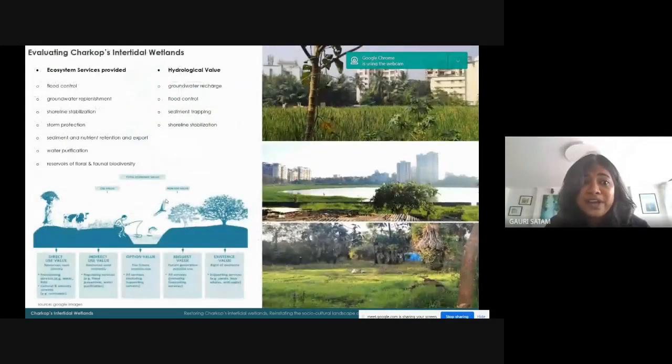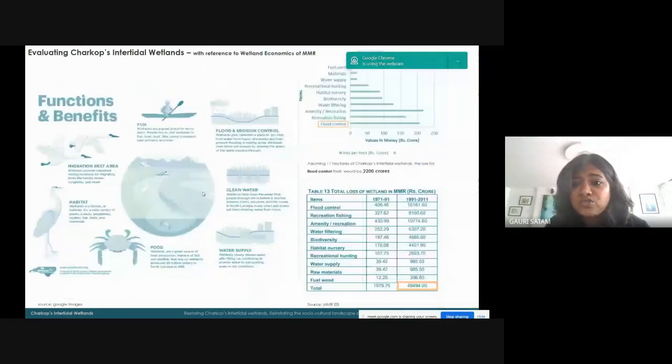Charkop's intertidal wetlands play a very important role as ecosystem service providers, serving flood control, groundwater replenishment, shoreline stabilization, stormwater protection, water purification, and importantly as reservoirs of floral and faunal diversity. So even if we just see the value of flood control, what these Charkop wetlands have to offer to Charkop goes to as much as 2,200 crores for these 11 hectares of land.